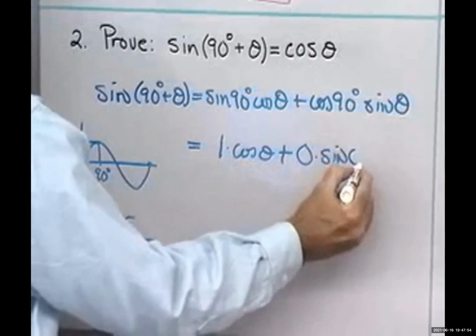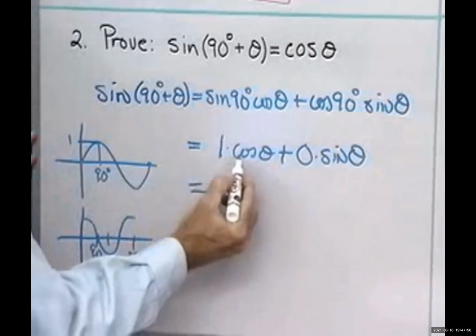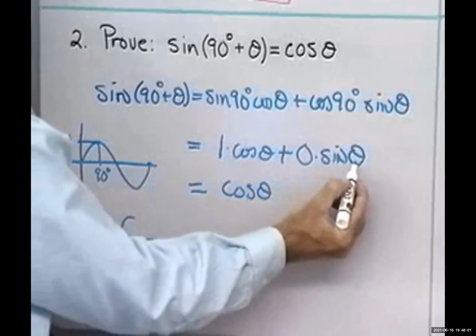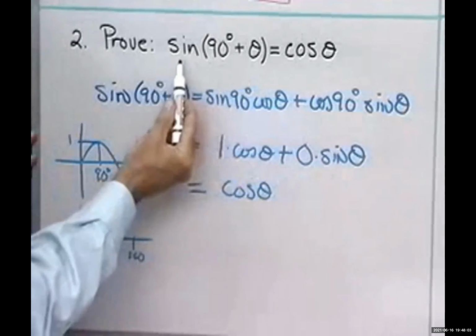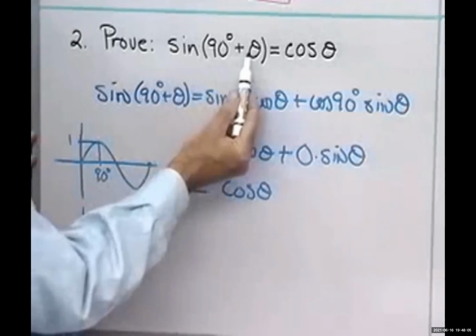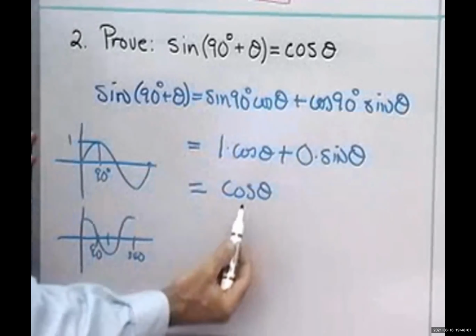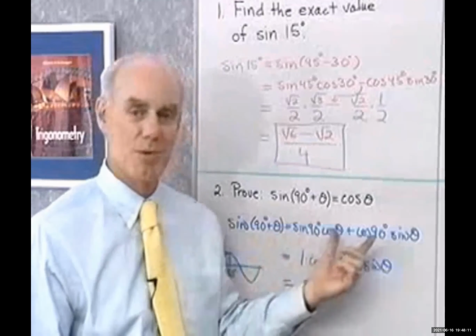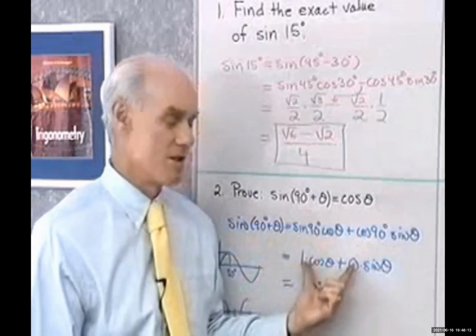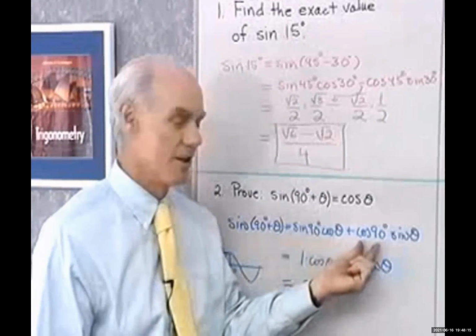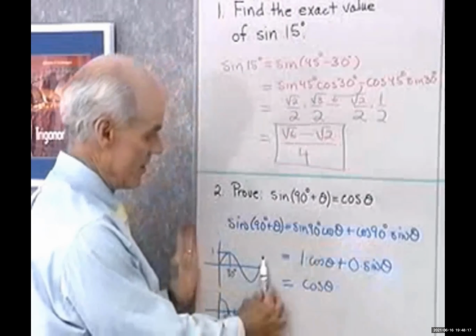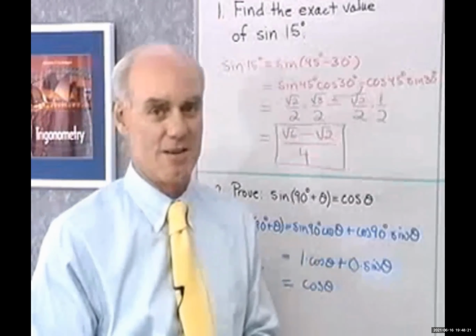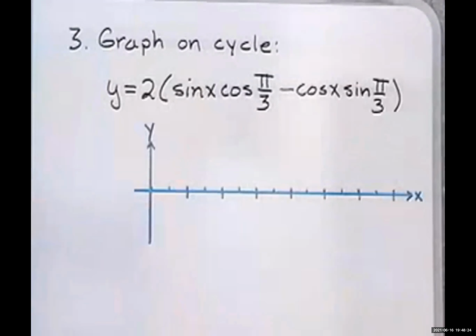So 0 times sine theta, and then I have 1 times cosine is cosine theta, plus 0 times sine theta is 0. So I've succeeded in showing that sine of 90 degrees plus theta is equal to the cosine of theta. And I proved this using my expansion formula for the sine of a plus b, and then I just substituted in some exact values for sine 90 and cosine 90. And I like to draw these little pictures of one complete cycle of sine and cosine to get some of these exact values. Here's our next problem.